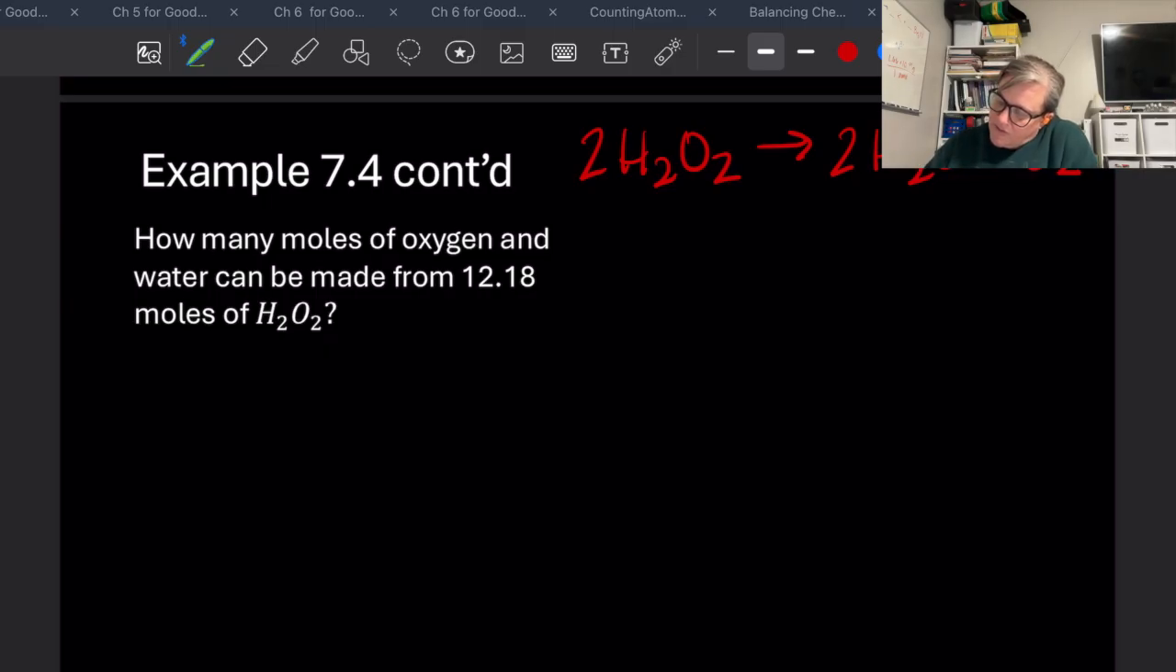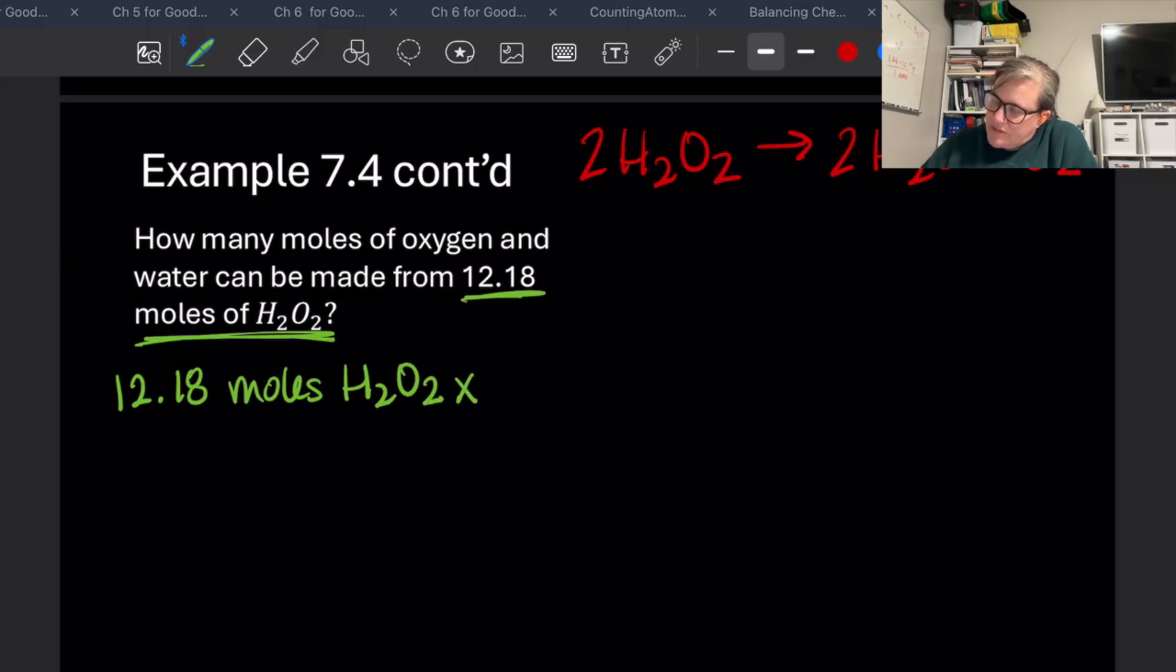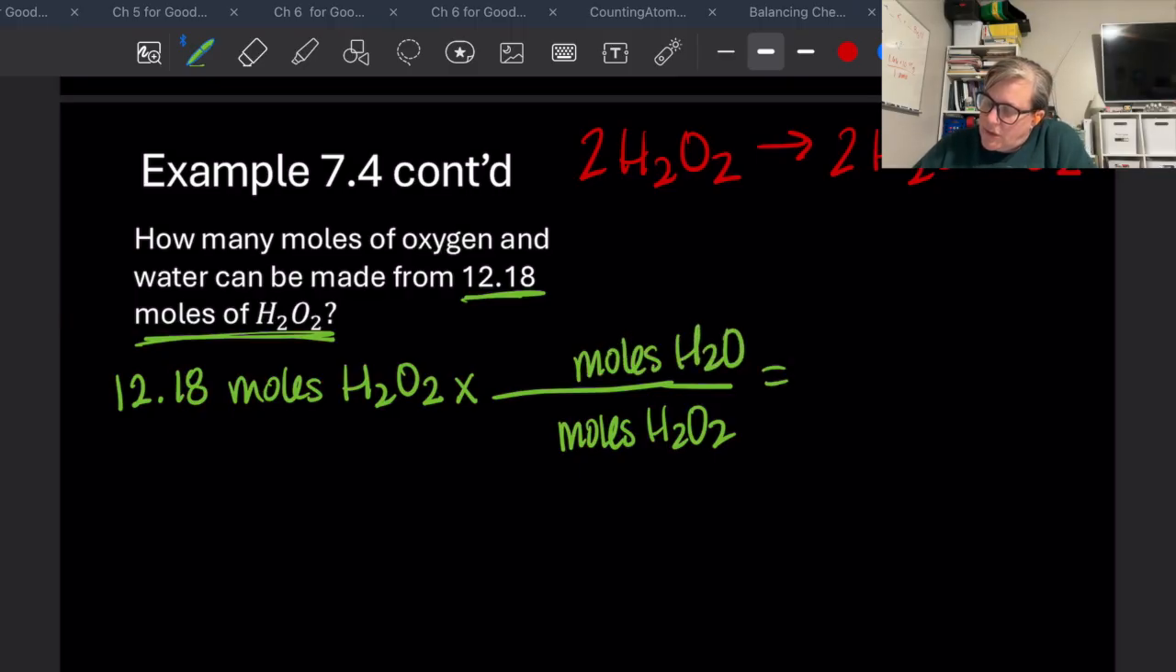So I started out with 12.18 moles of H2O2. So 12.18 moles H2O2. And then on the bottom, I want to put what I'm going to get rid of, moles H2O2. And on the top, I'm going to put what I want. So how many moles of oxygen and water. I'm going to do the water first. So moles H2O. Those two coefficients are both 2, or a 1-to-1 ratio.